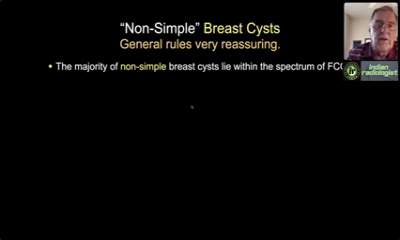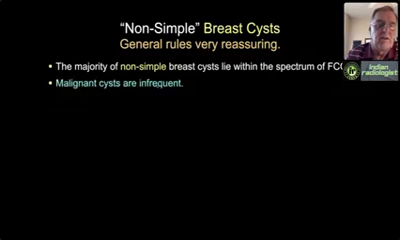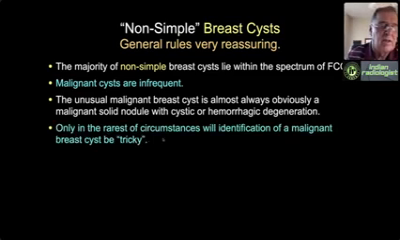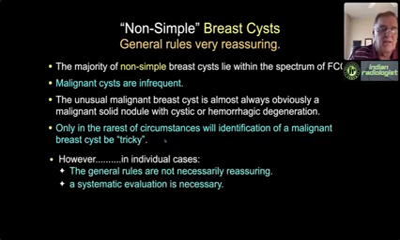Now, I want to reassure you that the general rules of non-simple cysts are very reassuring. The majority of non-simple breast cysts lie within the spectrum of fibrocystic change. Malignant cysts are relatively infrequent. The unusual malignant breast cyst usually has the appearance of a solid nodule with liquefactive or hemorrhagic central necrosis, and it's really only in the rarest of circumstances that we see a malignant breast cyst that I would consider to be tricky. Now, these are populational rules.